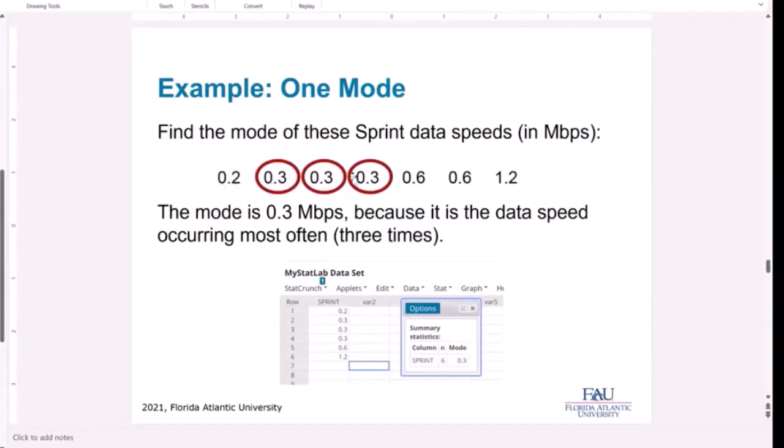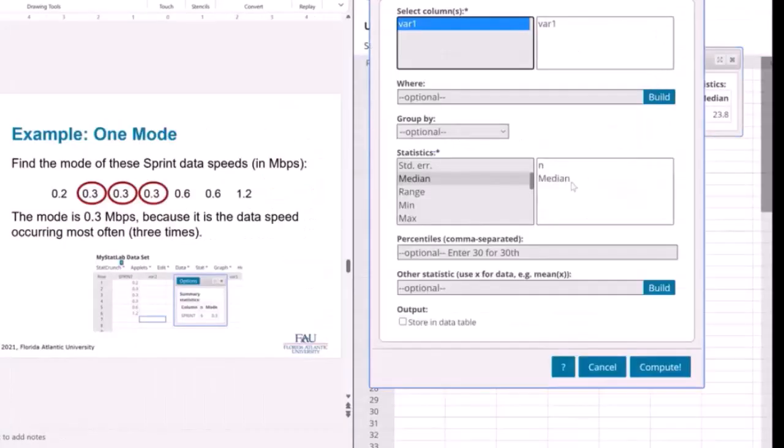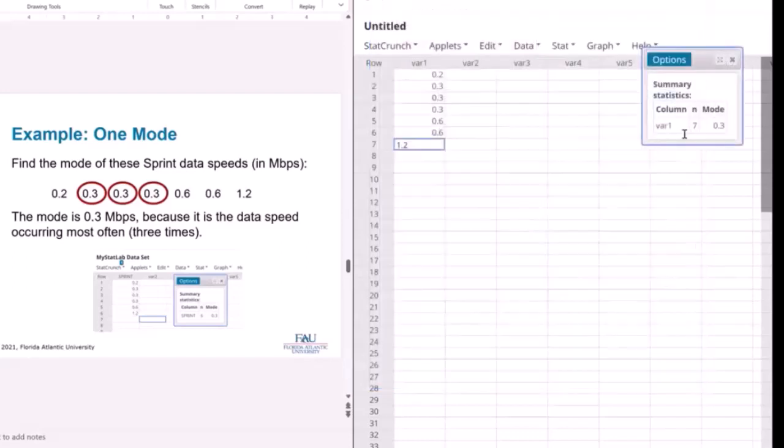Find the mode. I can show you how to do it on StatCrunch. It's in the exact same place. And I can hit Options, Edit, and I don't really need the median anymore. But what I do need is the mode. That's it. I hit Compute, and now I know that out of the 7 values, 1, 2, 3, 4, 5, 6, 7, my mode is 0.3 because I have 3 of them, and that's the most. I have 2 0.6s, but that's not the most. That's the second most. 0.3 is the most. That's my mode. If I had one more 0.6, it would be bimodal.